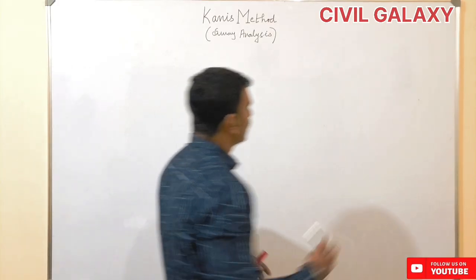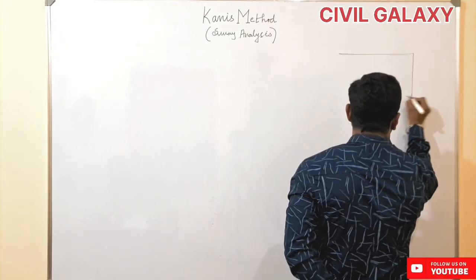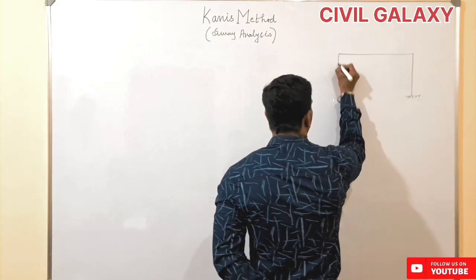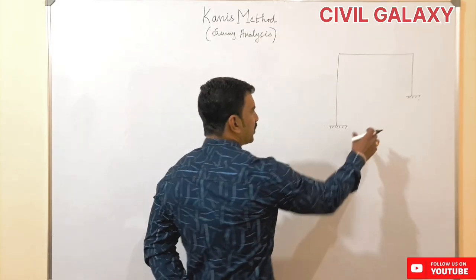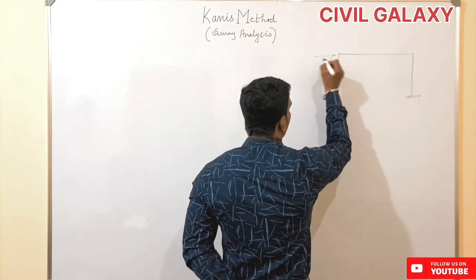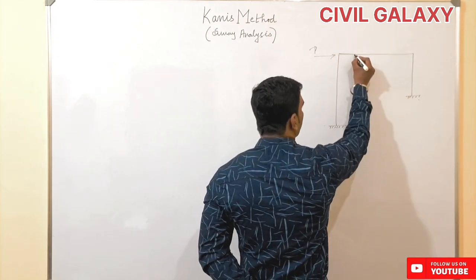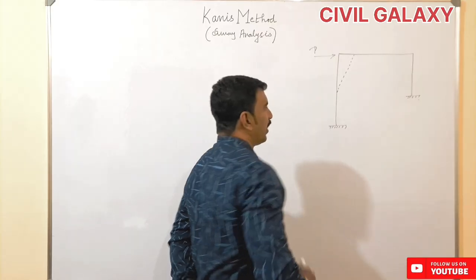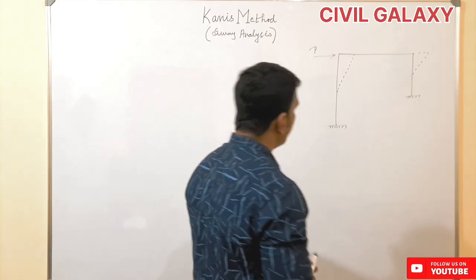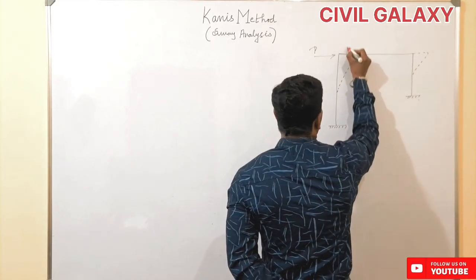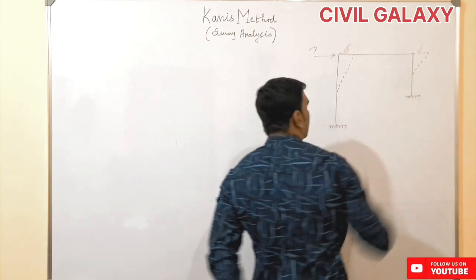To illustrate this with an example, if you are having a frame and suppose this frame is subjected to a lateral load over here, say P, then this particular frame undergoes a lateral displacement in this way, and this lateral displacement can be called delta.